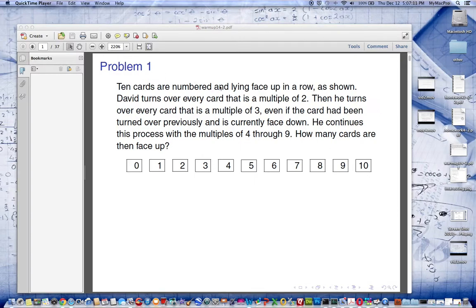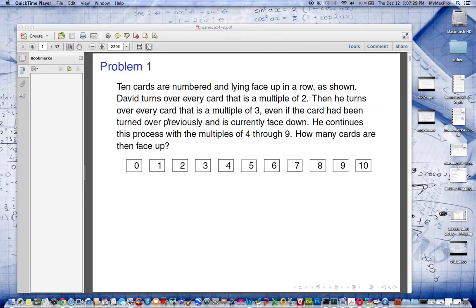Here's another set of problems. 10 cards are numbered and lying face up in a row as shown. David turns every card that is a multiple of 2. So first he turns 2, 4, 6, 8, and 10.